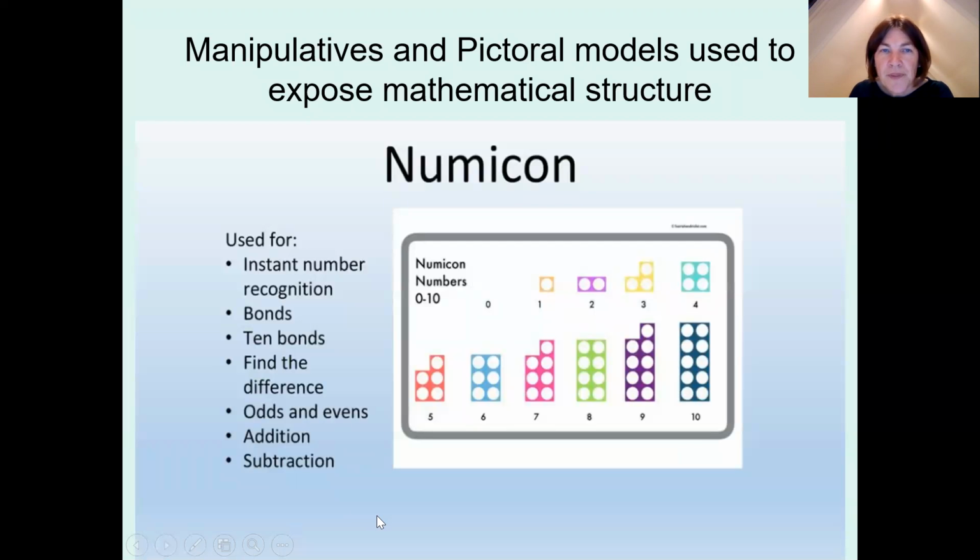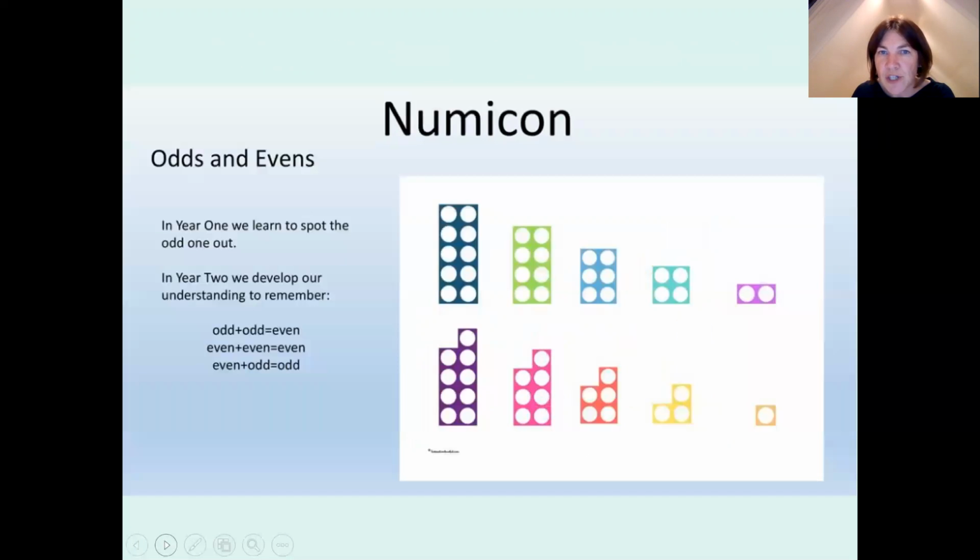So the manipulatives and pictorial models that we use, we use them because they expose this mathematical structure that is helpful to their understanding. So Mnemocon is a big one in reception and in year 1. And they get to recognize the numbers, but they also then use them for number bonds. So bonds to 10, finding the difference. They use them for odd and even numbers, and then for addition and subtraction.